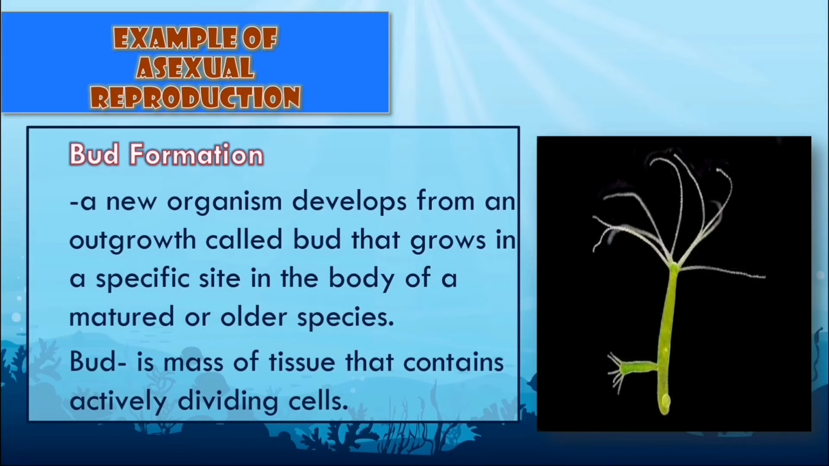Next is bud formation. What is a bud? Budding. A new organism develops from the outgrowth called a bud. That grows in a specific site in the body of a matured or older species. For example, here we have Hydra.